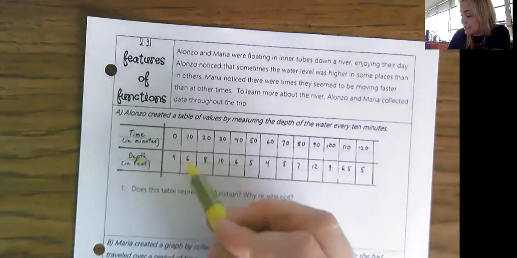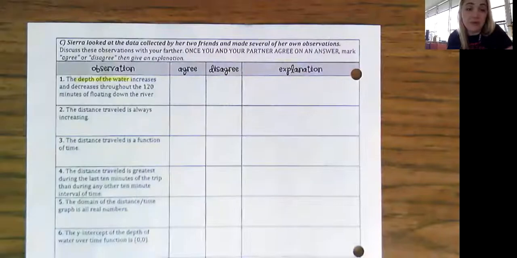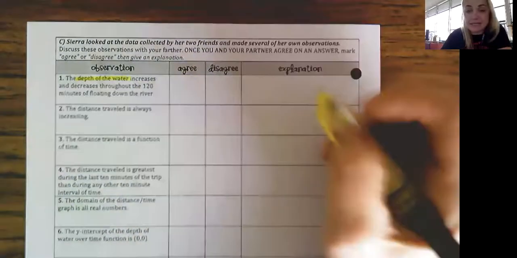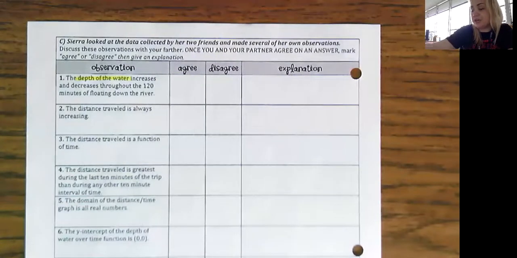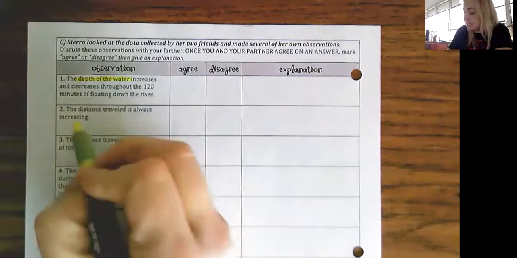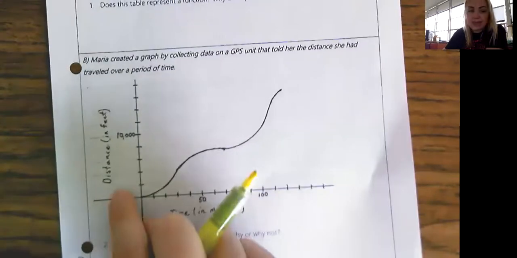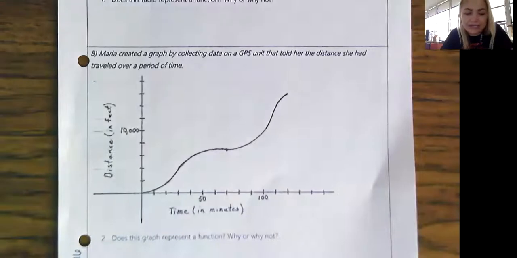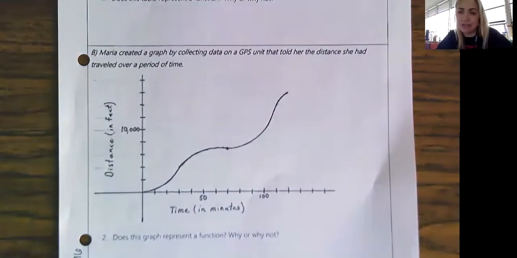Well, do you see how it increases to 6, increases to 8, increases to 10, and then decreases back to 6? Yeah, that one I would probably agree with because the depth of water does go up and down the whole time. Okay, let's look at number 2. The distance traveled is always increasing. So this one's talking about distance traveled. That's not Alonzo. Alonzo was the depth. So the distance traveled was Maria. Is the distance traveled always increasing? We'll look at that graph, decide if that graph is always increasing.